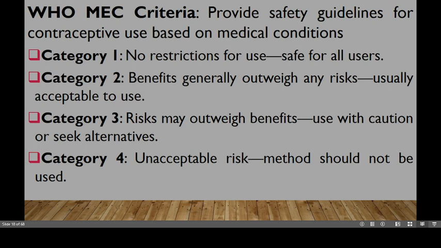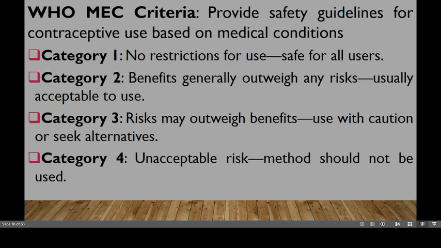So we have the WHO MEC criteria, which has 4 categories of the FP methods. Remember, WHO MEC criteria provides safety guidelines for contraceptive use based on the medical conditions. So we have category 1, where there is no restriction for use. This method is normally safe for all users. Category number 2, we have methods where their benefits generally outweigh their risks. So they are usually acceptable for use.